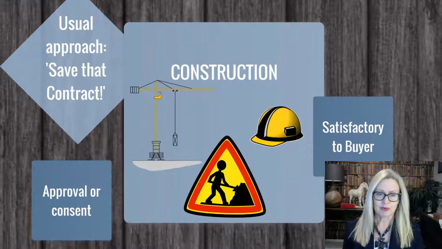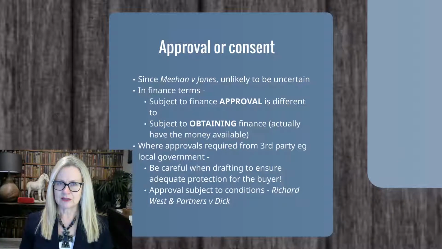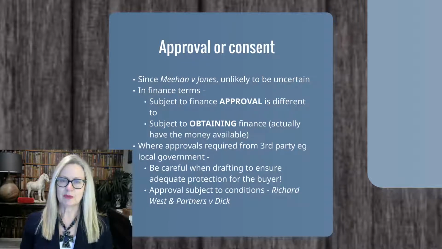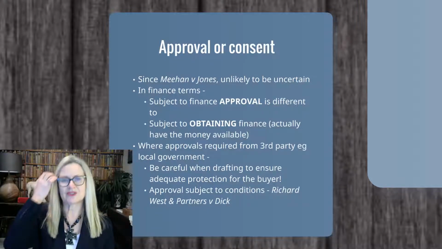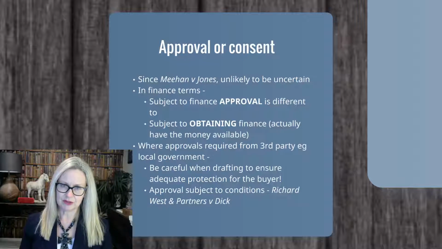Looking at the issue of approval or consent, certainly since Meehan and Jones, where a special condition makes a contract or terms of a contract subject to some kind of approval or consent, this will generally speaking be enforceable. It's not likely that it's going to be held to be too uncertain to be enforced. You'll often have requirements for approval or consent in finance terms, where the contract's to be subject to finance.